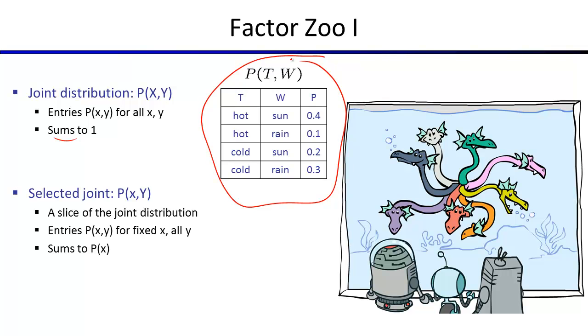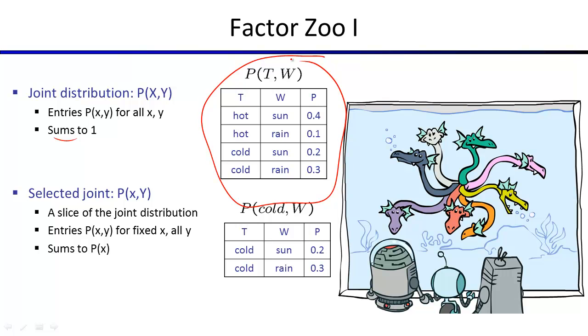You can have a selected joint. What that means is that in your factor, one or more of your variables are instantiated. So here's an example. Temperature is now cold. You only keep those entries in your table. This gives you a new factor called a selected joint. Still the same form of factor as before, but fewer entries. It doesn't sum to 1 anymore. Factors don't have to sum to 1.